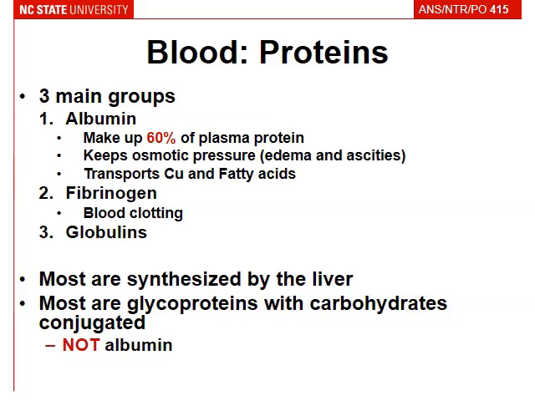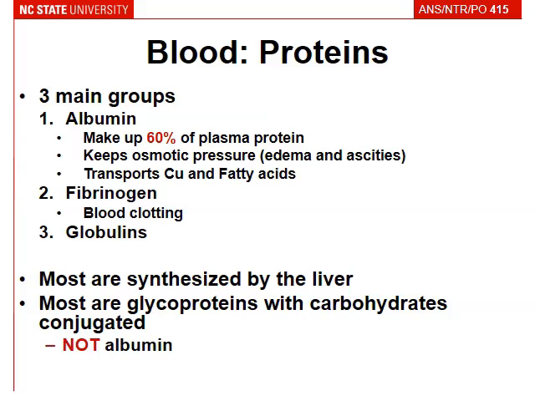Our next classification is our fibrinogen proteins, and these are the ones that are involved in blood clotting. So you cut yourself and you start to bleed. What's stopping you from bleeding to death is the fibrinogen that is formed, our fibrin, and that blocks the hole and allows the body to heal, so you don't bleed to death from a paper cut, for instance.